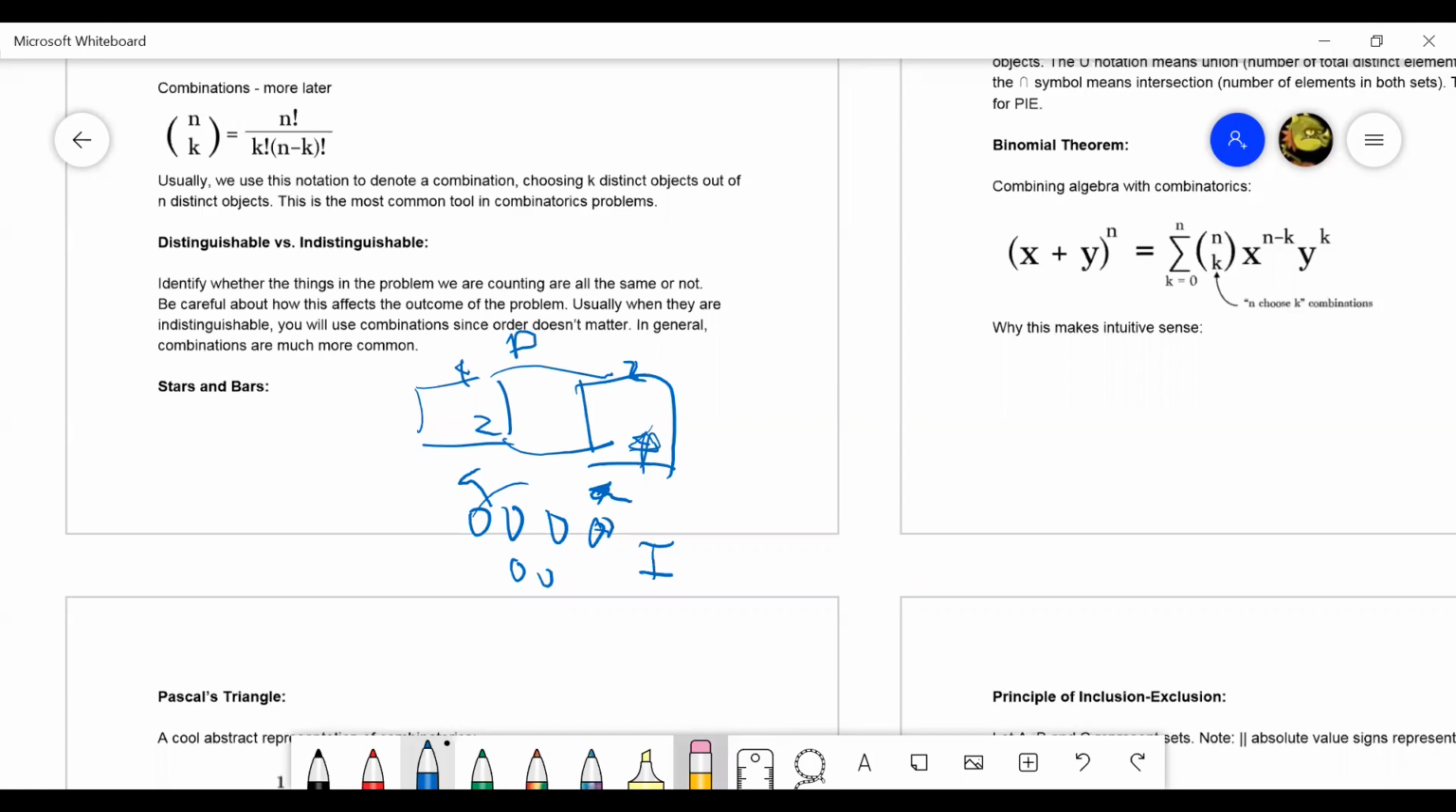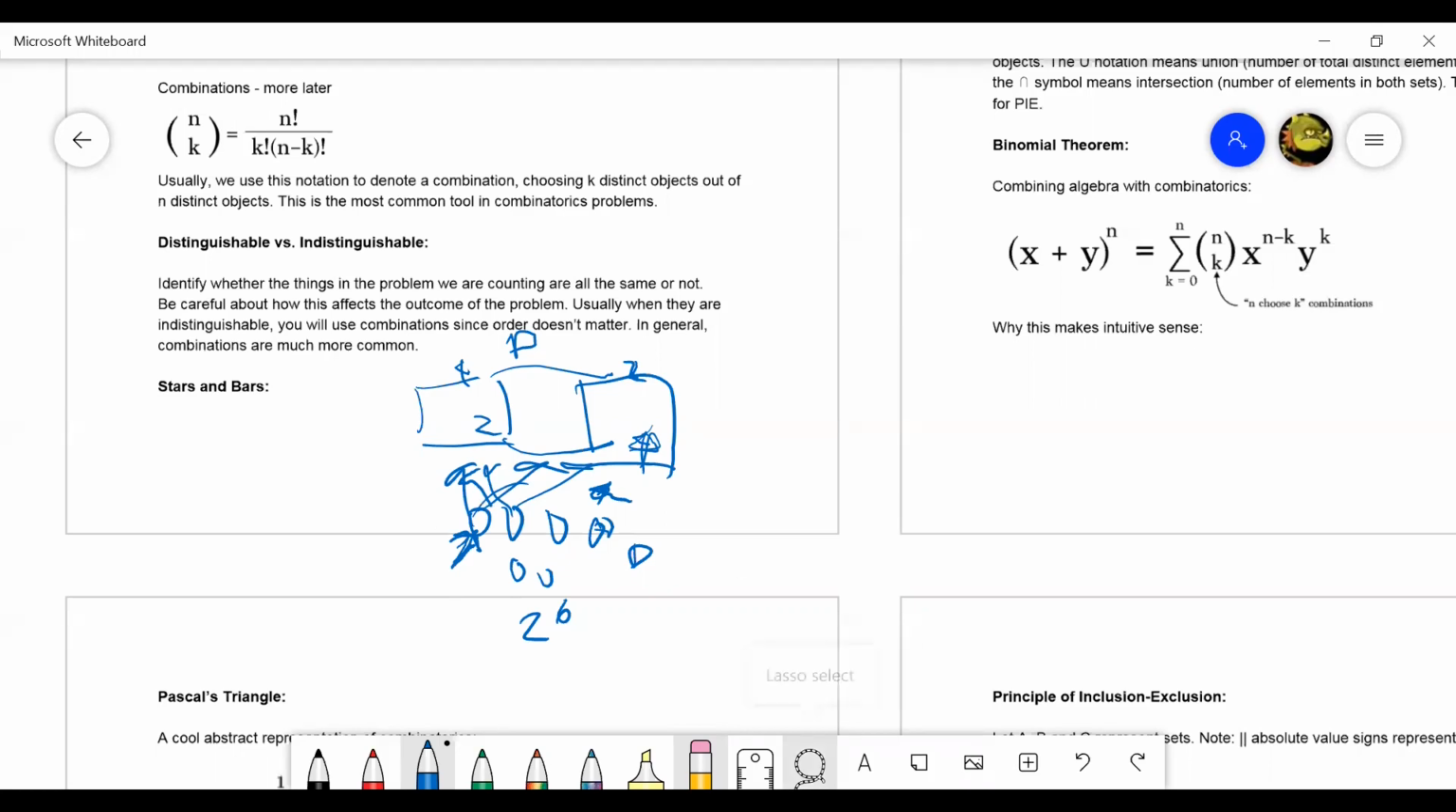And the next case would be if both the balls and the boxes are distinguishable. For this one, it would be 2 to the 6th, because since each ball is distinguishable, we can't just count the number of balls going into each box. You have to specifically identify which ball is going into which box. So you can treat them separately. For each ball, each one can either go into the first box or the second box, and so on. That's why it would be 2 to the 6, because we have 6 balls and each one has 2 options.